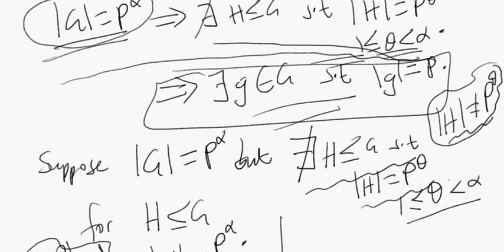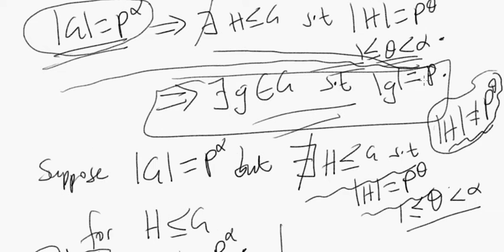Not sure if that's making sense to you. That is, we're trying to establish that if the order of the group G is p to the alpha, then there must be some H subgroup of G whose order is p to the theta, right? And theta being less than alpha. Okay, that's what we're trying to establish.